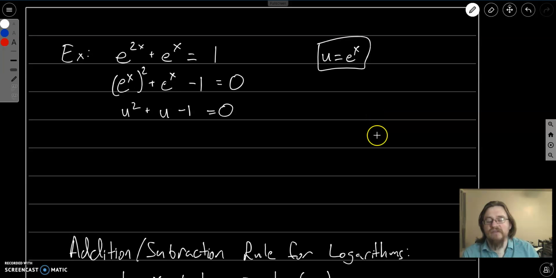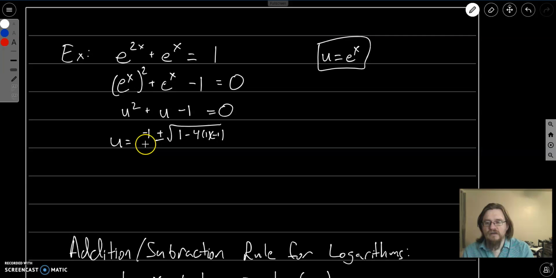Whenever we make a substitution, we have to be a little bit careful. So at the end of this, I'm going to check to make sure that everything is good to go. So here we've got u squared plus u minus 1 is equal to 0. And this is just a quadratic equation. We can solve this for u. So I'm going to use the quadratic formula. This is going to be negative b plus or minus the square root of b squared minus 4 times a times c all over 2 times a.